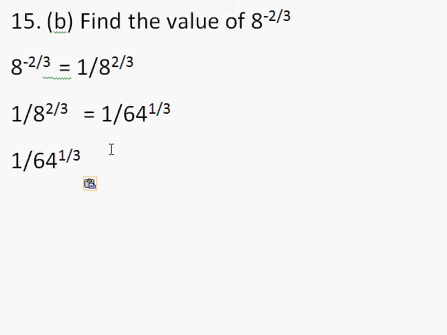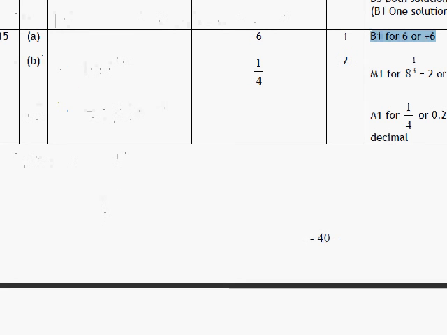Yep, so 1 over 64 to the power of 1/3 equals 1 over the cube root of 64, which we said was 4. Can't be negative 4. So our final answer is 1 over 4, 1/4. Let's see if I did this properly. Hopefully I did. 15 part B, yes, the answer is 1 over 4.